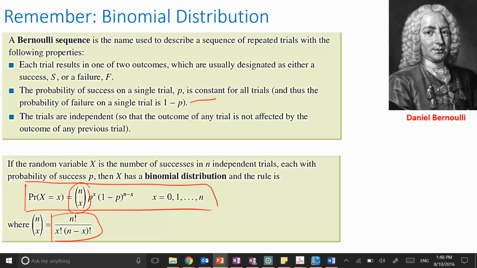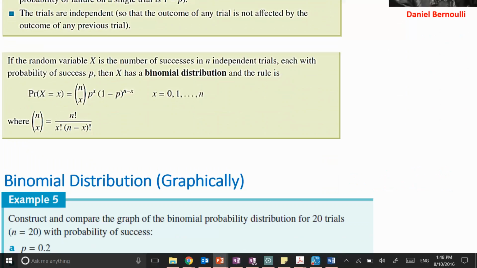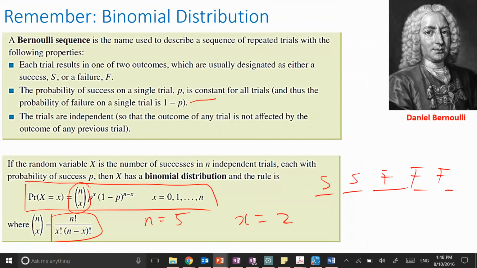So nCx represents combinations, and if you've forgotten, this is how you find it: n factorial over x factorial times (n minus x) factorial. What is x? x is the number that you want. For example, I could say that you've got a total of 5, and out of those 5, I want 2 successes. How many different ways can I have succeed, succeed, fail, fail, fail? That's what I'm saying. So I've got 5 possibilities, and when I say x equals 2, I'm asking what's the number of different ways I can have this?